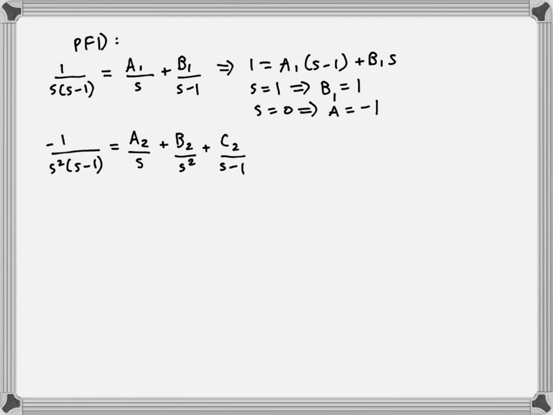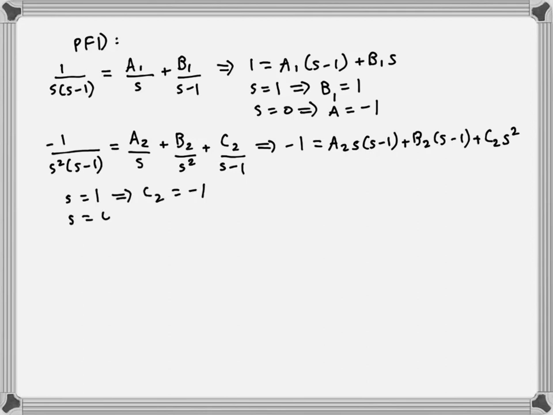Okay, so what does this imply? So this implies that negative 1 is equal to a2 times s minus 1 plus b2 times s minus 1 plus c2 times s squared. So if I plug in s equals 1, this implies that c2 is negative 1. If I plug in s equals 0, this implies that b2 is positive 1. And then if I use the quadratic term, I can actually solve for a2, right?